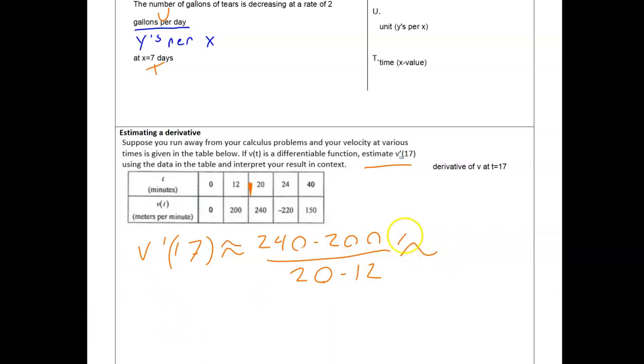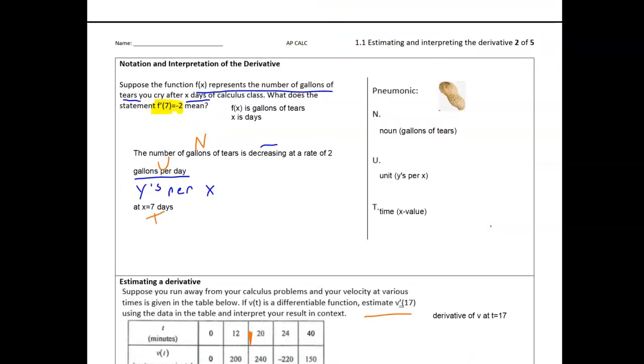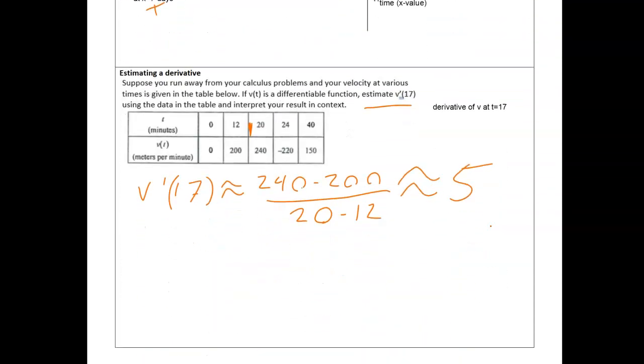So here, this spits out 5. So I don't need you to know how to calculate a derivative just yet. We're worried about estimating them and building that interpretation. And the last thing I want you to do is write your interpretation of this result based on the example above. I'll put up the solution here in a second.